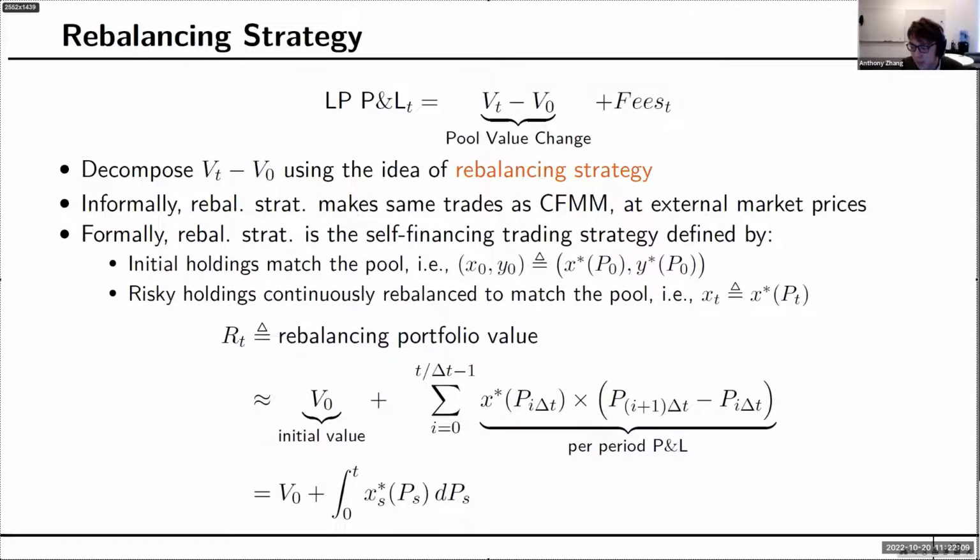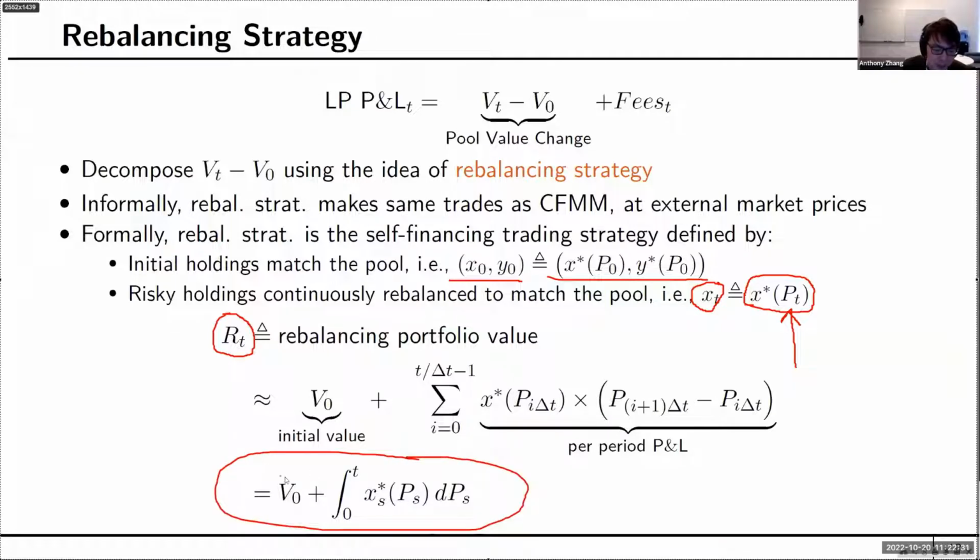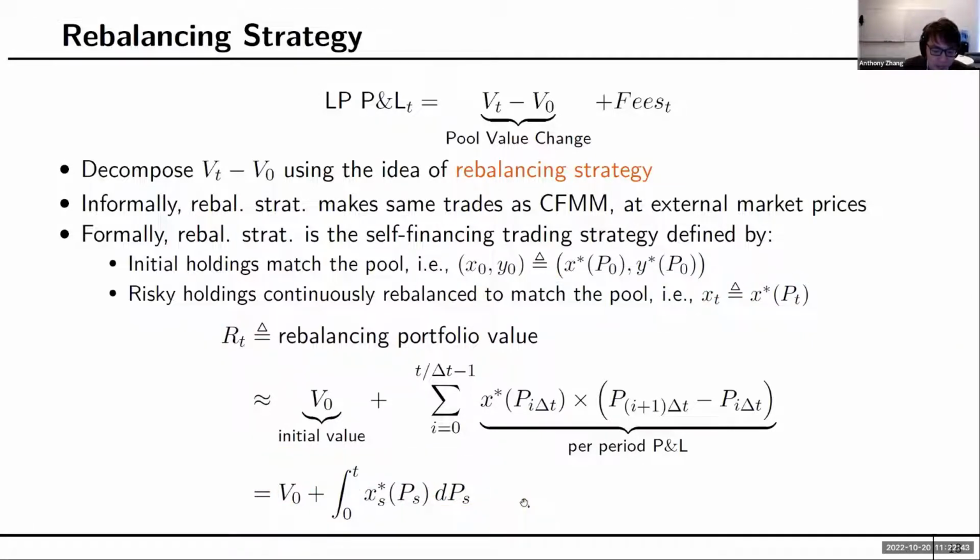We're going to hold the same amount as the pool to start with, and then the risky holdings X, how much Ethereum you hold, is always equal to the optimal amount of Ethereum held by the pool at any given price. And then we're going to let R_t represent the rebalancing portfolio's value. The returns of the rebalancing portfolio can be derived just from the envelope theorem. The rebalancing portfolio starts at V0, and then in any small increment of time, if I hold this much Ethereum, X star, and the price changes by a bit, I get X star dP, right? X star dP.